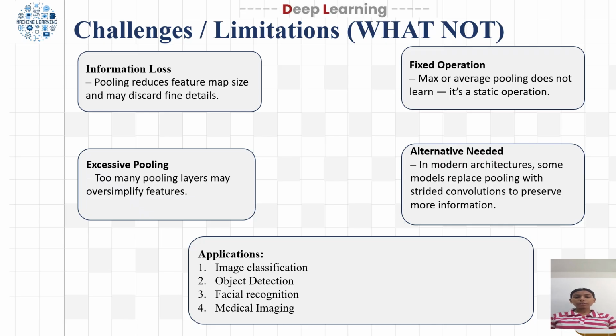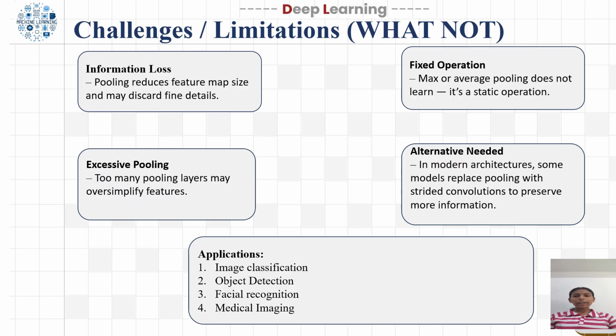The first one is information loss. We know that pooling summarizes the data. Because of that, sometimes detailed information also gets lost. The second one is fixed operations. Pooling is a fixed operation and cannot learn patterns on its own. The third one is excessive pooling. Too many pooling layers may oversimplify the features. For example, average pooling can sometimes blur important edges or features. And the last one is alternatives needed. In modern architectures, some models replace pooling with strided convolutions to preserve more information.